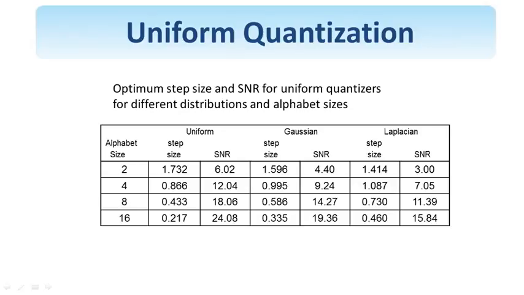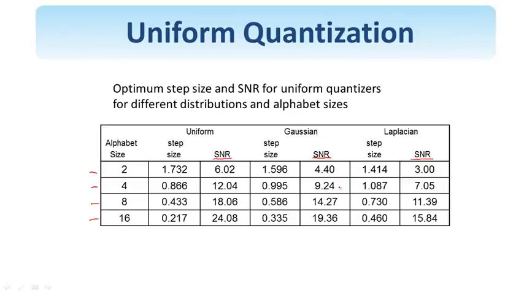If we were to apply a uniform quantizer in quantizing sources with different distributions, we can obtain the optimum step size by minimizing the variance of the quantization error with respect to delta, the quantizer step size. So the steps are shown here in this table for different alphabet sizes. That is when the number of quantization levels are equal to 2, 4, 8, and 16. The signal-to-noise ratio is shown as well for all these three distributions.